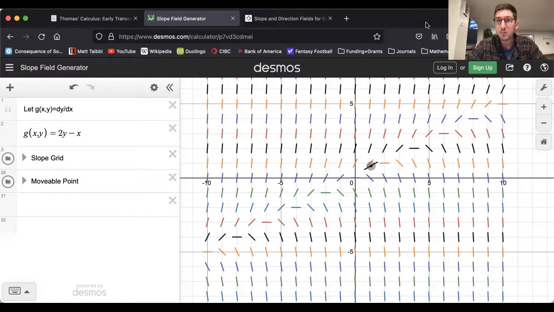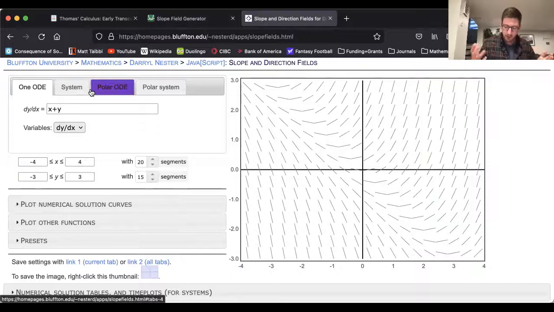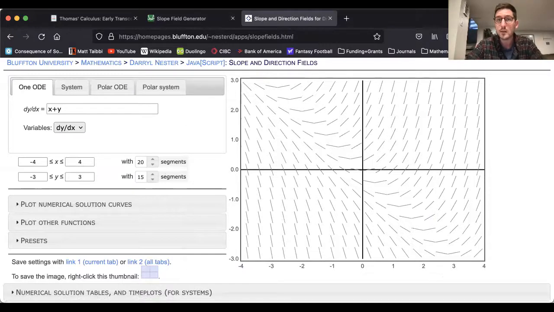So what's even better is that there's a lot of numerical aid that can actually plot the function on there for you as well. And so I'll include both of these websites in the description for this video, so that you can play with these on your own. So for example, this one is a slightly more complex version of this. So the first thing that we want to do is we want to put in our differential equation.